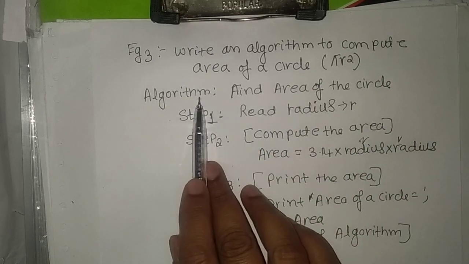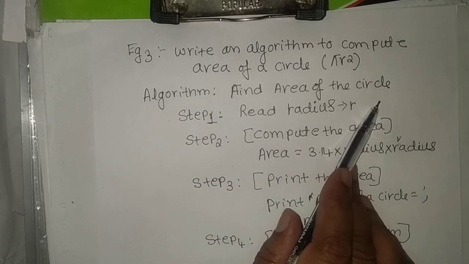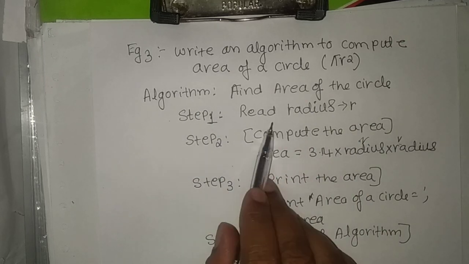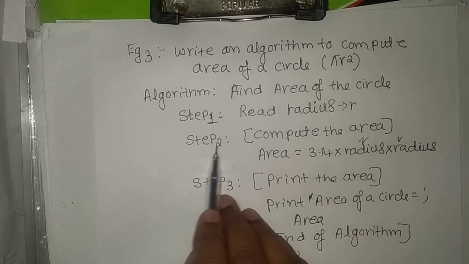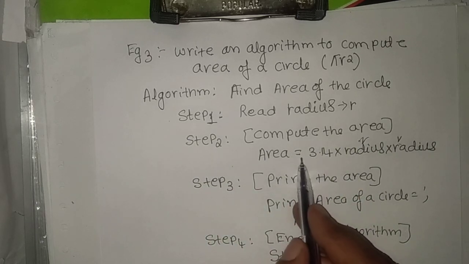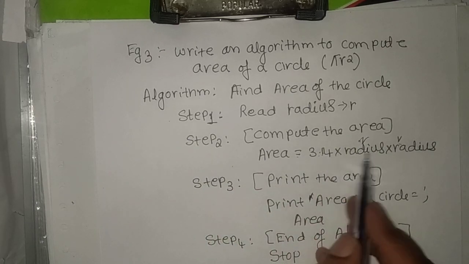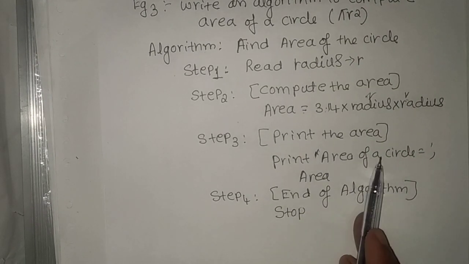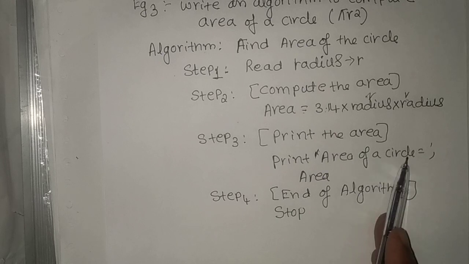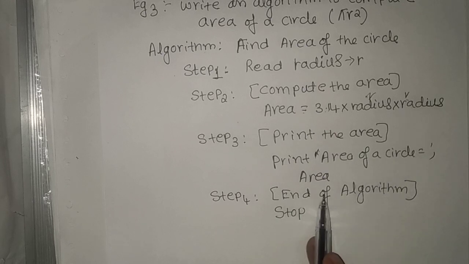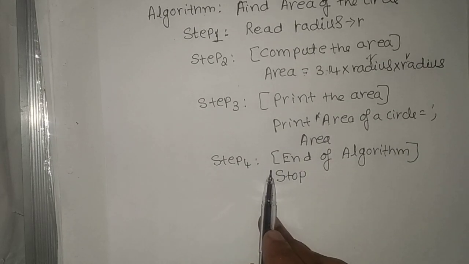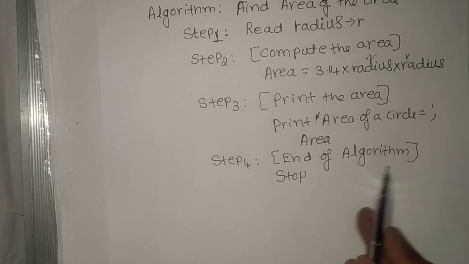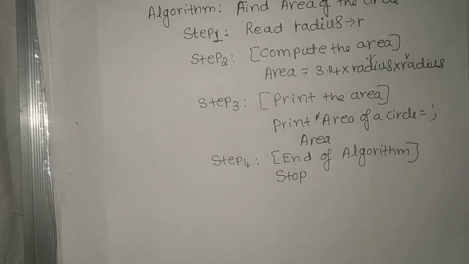So just first is the heading, algorithm, find the area of the circle. Then step 1 is read radius. Step 2 is compute the area, write down the formula here. Area is equal to 3.14 into radius. Then step 3 is print the area, then print area of the circle, area. Then last is step 4, end of the algorithm, that is stop. So we will next write down one more example.